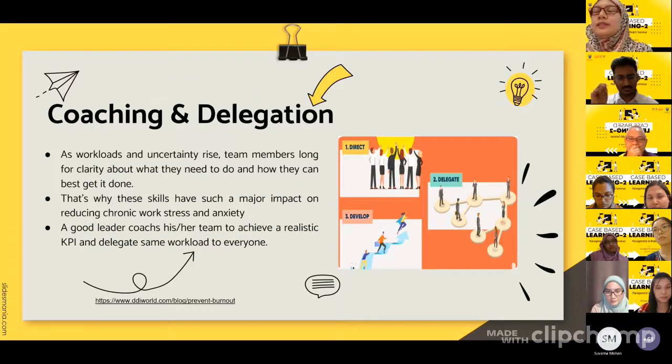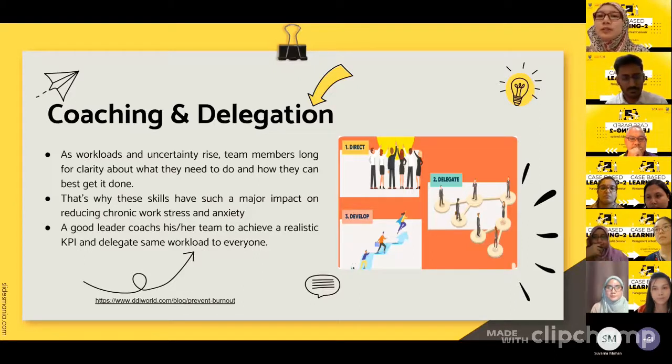The second characteristic is coaching and delegation. As the workload and uncertainty rise, team members long for clarity about what they need to do and how they can best get it done. So that's why this skill has such a major impact on reducing chronic work stress and anxiety. A good leader coaches his or her team to achieve a realistic KPI and delegates the same workload to everyone.